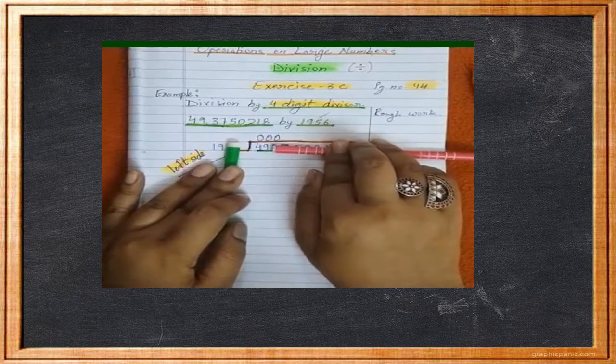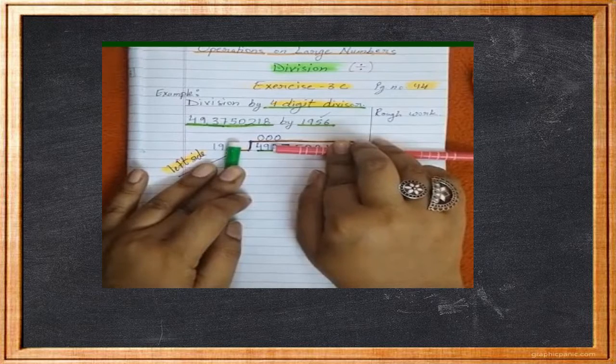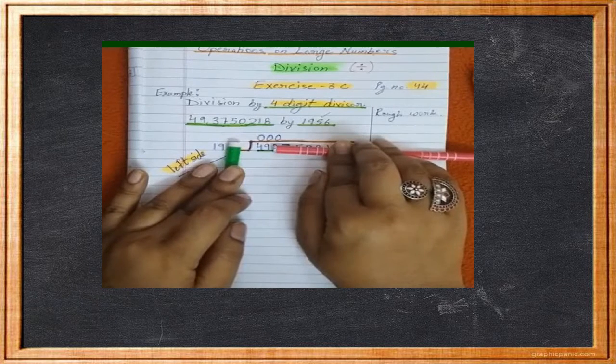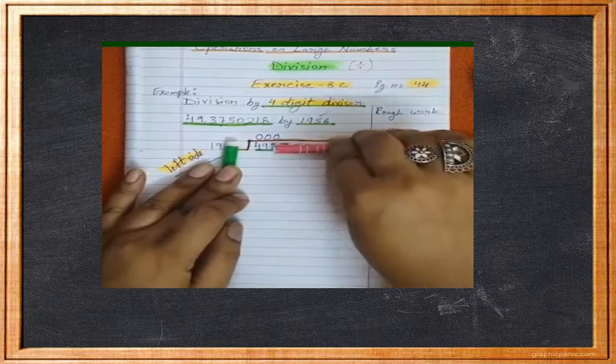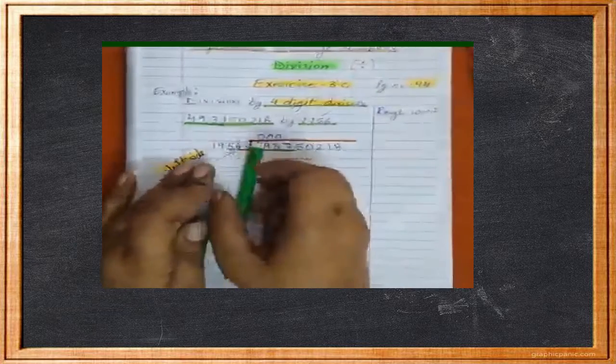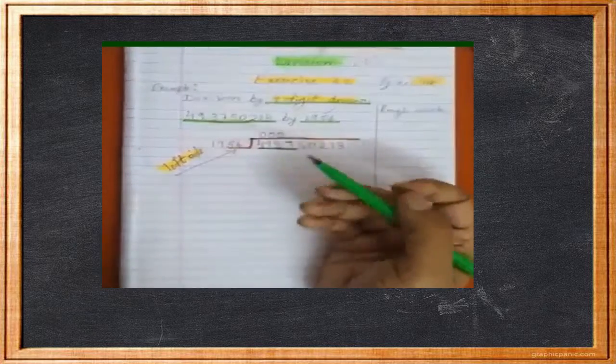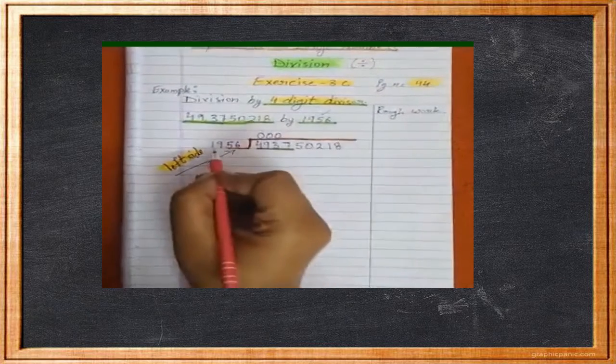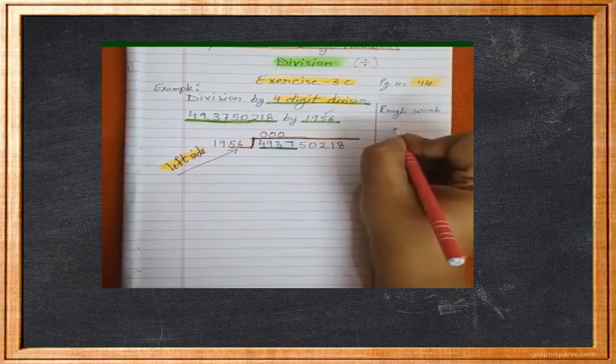It is bigger than. Now read 19's table until you get 49 or a number which is closer to 49, and it should come in 19's table. So read 19's table. 19 ones are 19, 19 twos are 38, 19 threes are 57. 57 is bigger. Okay, then forget about 57. 19 twos are 38. So now divide 1956 by 2.